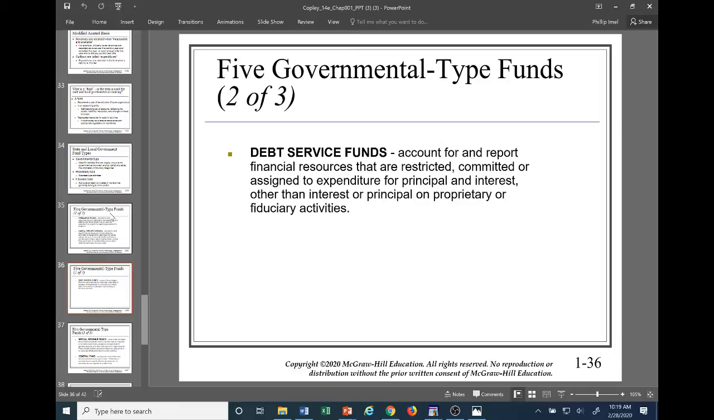Remember, we operate on modified accrual, right? And under modified accrual, when do we recognize expenditures? Usually when the liability is incurred, right? So if we're ordering goods, when we actually receive them, not when we actually order, that's when the expenditure occurs because we've incurred the liability. For the debt service funds, there's an exception to that though. So when does the expenditure occur under the debt service fund?